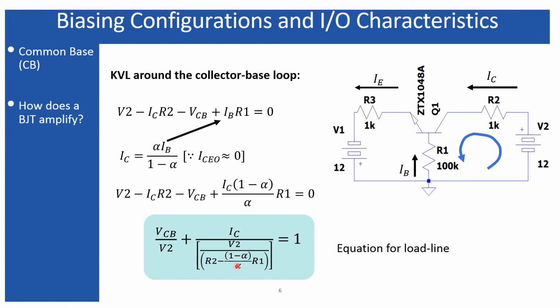But however, since I have assumed R1 is 100K and R2 is only 1K, and a typical value of alpha that I have assumed is 0.98, this may not cancel the effect of this factor in a significant way. Therefore, we may have to include both of them.